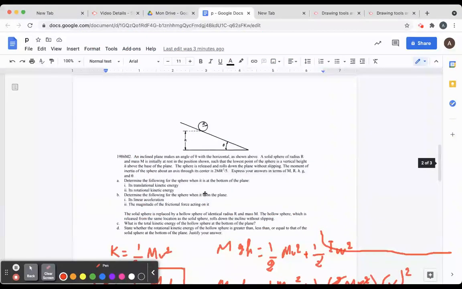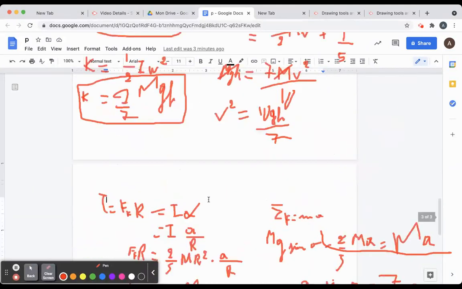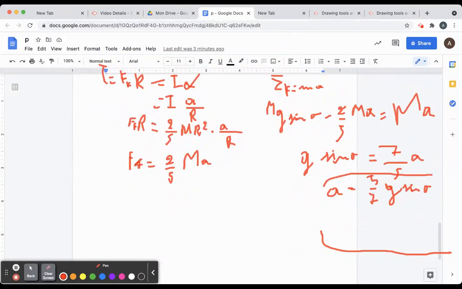And let's scroll up. So the magnitude of the frictional force acting on it, and this is the force of frictional force. Force of friction is equal to 2/5 MA, and we can plug in A here, and we will find that force of friction is equal to 2 over 7 g sine theta.